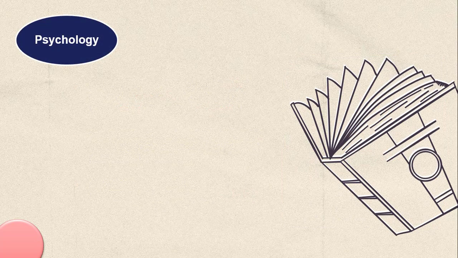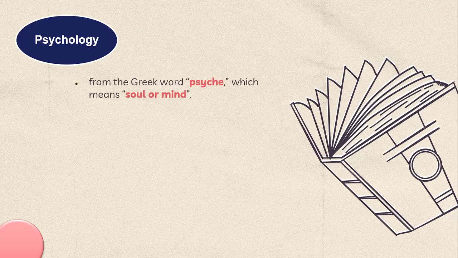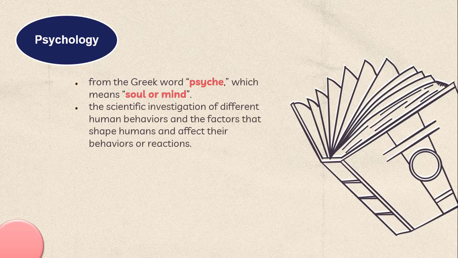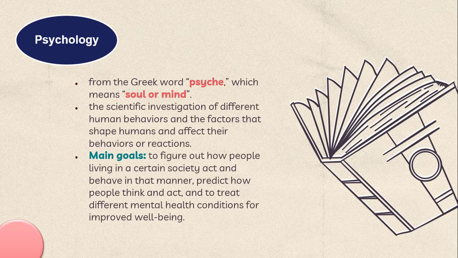Psychology. Derived from the Greek word psyche, which means soul or mind. Psychology is the scientific investigation of different human behaviors and the factors that shape humans and affect their behaviors or reactions. Its main goals are to figure out how people living in a certain society act and behave in a specific manner, predict how people think and act, and to treat different mental conditions for improved well-being.